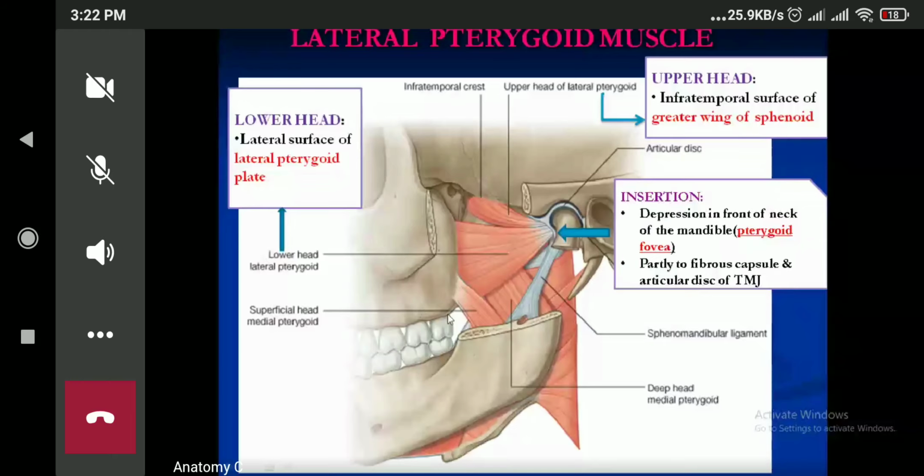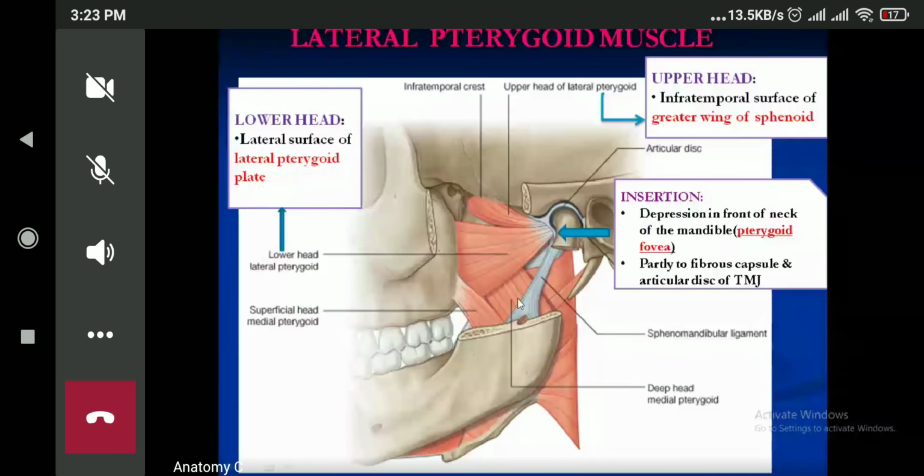You have not understood this? Let us repeat the origin and insertion once. The origin is clear, just look. This one is the upper head, this one is the lower head. The upper head will arise from the infratemporal surface of the greater wing of sphenoid. The next one is the lower head. The lower head will arise from the lateral surface of the lateral pterygoid plate.